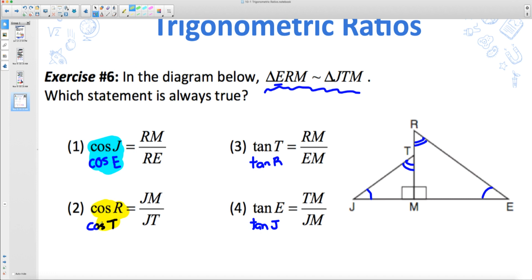If cosine of R or cosine of T equals JM over JT, then it's a true statement. Tan of T, tan of R, if that equals that, then it's a true statement. And then finally, if tan of E or tan of J equals TM over JM, then it's a true statement. Take a moment and go through and see if you can figure out which is always true. So pause the video and take a look.